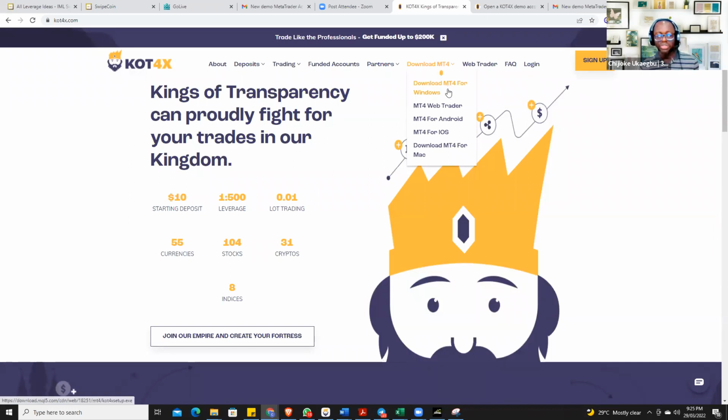There are a number of options. If you're doing this on a computer, the first thing you will do is obviously click download MT4. And if your computer is Windows based, you would select this option. There are other options for Android, iOS, or for an Apple-based computer. I'm using a Windows computer, so I will download MT4 for Windows. If you're using a phone, you have other options for your phone that you can use. So just go ahead and download this.